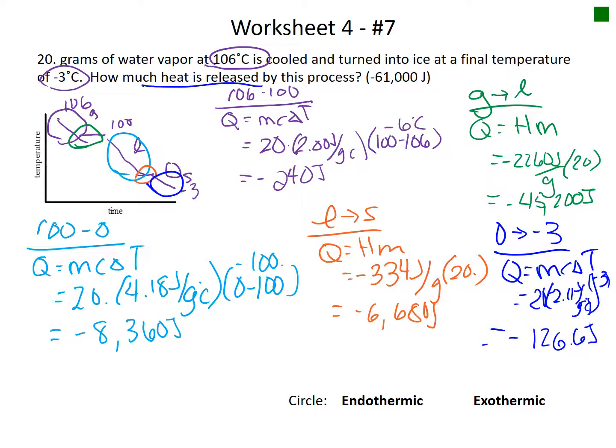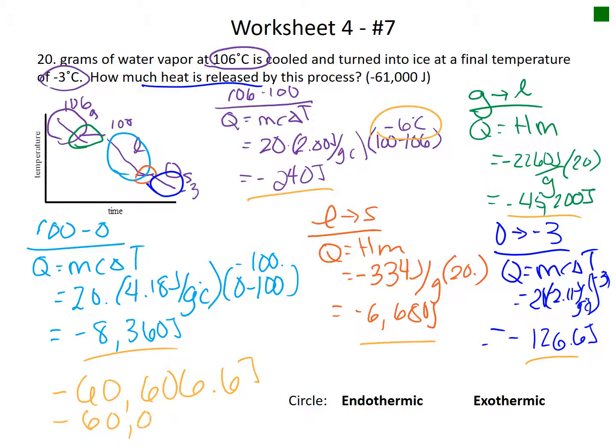What I want to do is figure out how much total heat was released by this. So what you're going to have to do, as with other problems, is add up all of these to figure out how much total energy has been lost. And when we add that up, we get -60,606.6 joules. Because of this one, you are going to round to 1 sig fig. So you should get -60,000 joules. So this answer should be -60,000 joules, not 61,000.